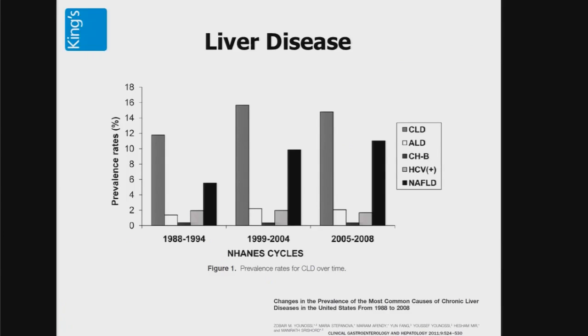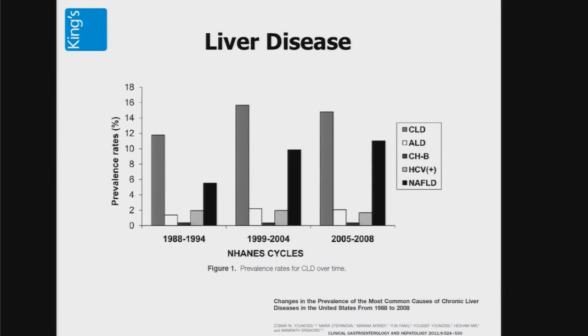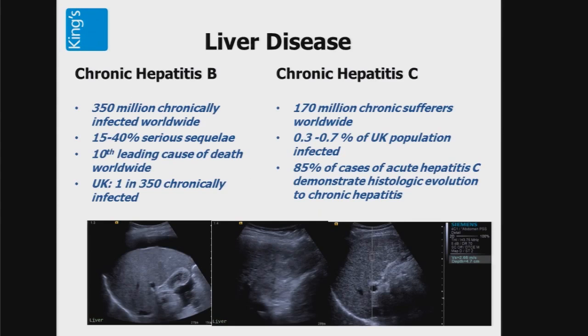Now, I'm showing you this slide at the very beginning because it pertains to the United States, just to show you the prevalence of chronic liver disease in the United States, but more importantly, to demonstrate the increase in non-alcoholic fatty liver disease. This is going to be a big problem in the future, if it's not already a problem. It's becoming a higher proportion of your chronic liver disease. But this is not true of the rest of the world.